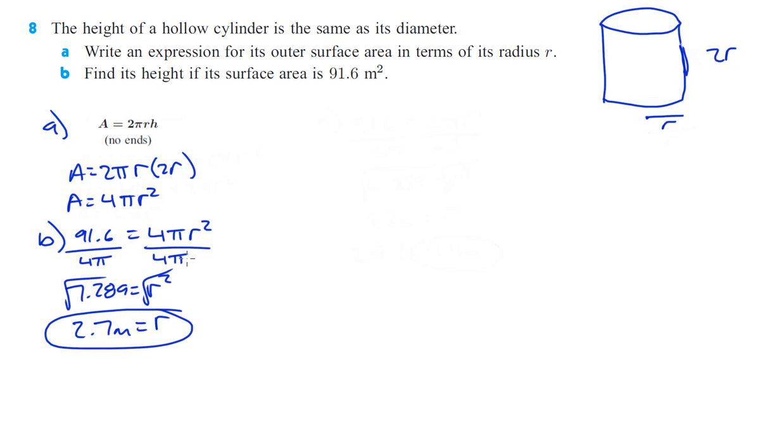But that's not the final answer, because it asks for what's the height. So we got to take our 2.7, multiply it by 2, and that gives us 5.04 meters. Okay? So, that's not our answer. This one here is. Okay, last one.